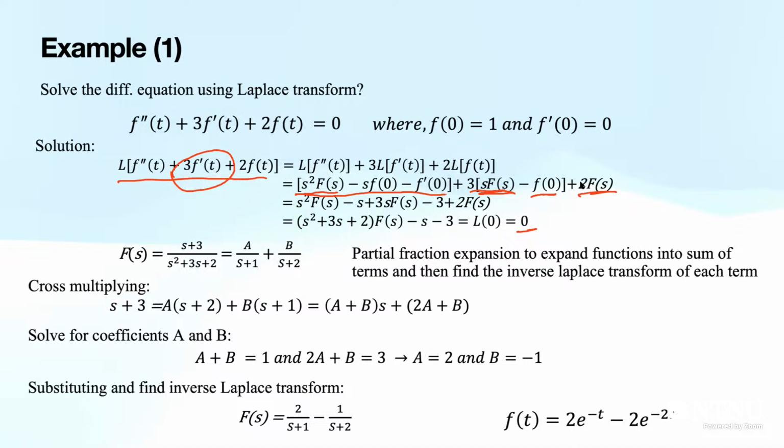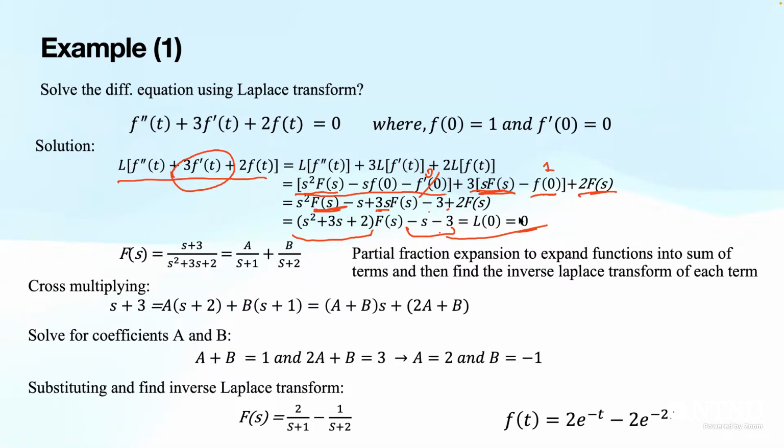So now we did this Laplace transform. Just to simplify it, we know that f of 0 equals 1. So this one will be 1 multiplied by s, this one will be 0, and this one will be 1, correct? So it will be s squared F of s minus s plus 3s F of s minus 1 multiplied by 3, so minus 3, plus 2F of s. Take F of s as a common factor. So we have here s squared plus 3s plus 2, and we have here minus s minus 3. Just move that part to the other side.